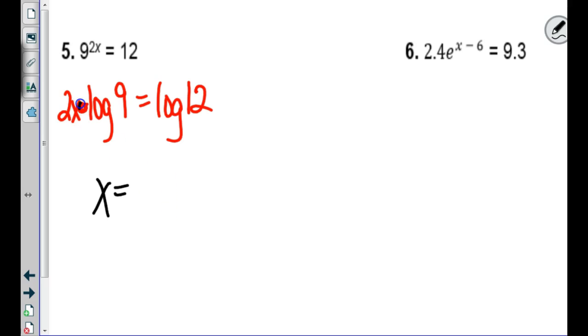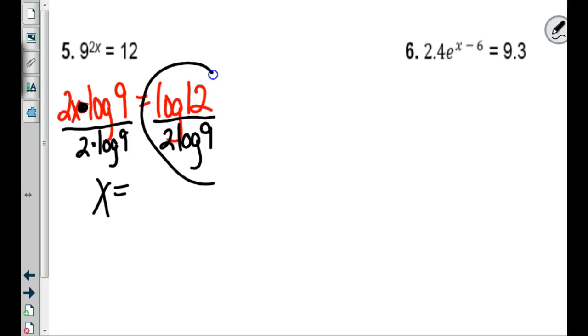What do you have left to do to get the x by itself? Divide by what? By both 2 and the log of 9, right? You don't have to do it in one step. You could do it in 2 if you want. But this is the exact answer. I'm not going to ask you to write that one as an exact answer.